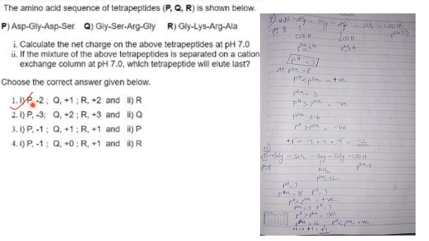So here negatively charged is P. So P will elute first. Then comes Q, which is plus 1 charge. And then last to elute will be R, which is plus 2 charge, because the more positive charge peptide will elute last. It will have more tendency to bind to the negatively charged column and it will bind more strongly also. So R will elute in the end. So the answer here is option 1.